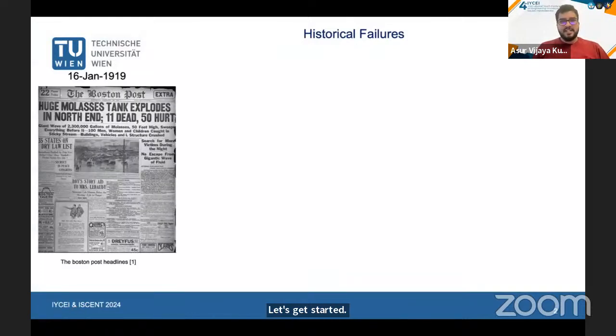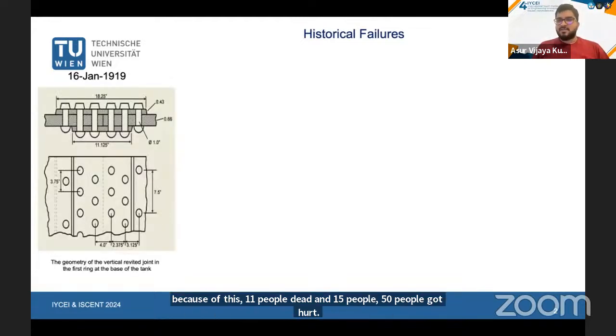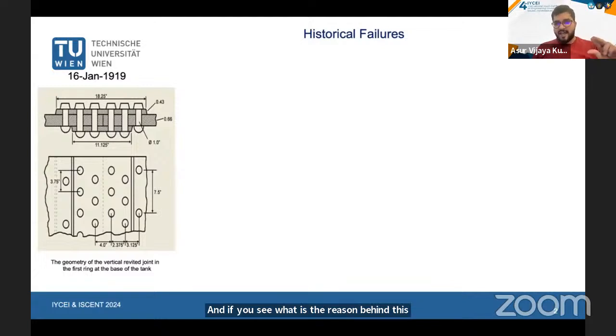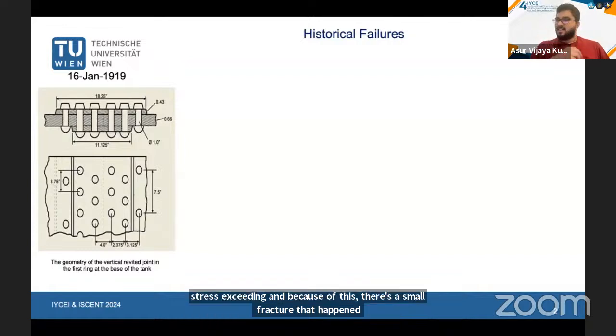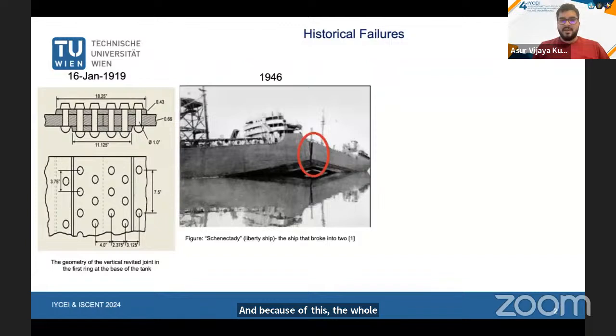So if you see this, this was a headline on the 16th of January 1919, which says there was a huge molasses tank that exploded. Because of this, 11 people died and 50 people got hurt. And the reason behind this was a small riveted joint at the bottom of the tank. There was stress exceeding, and because of this, a small fracture happened. And because of this, the whole catastrophic event took place.